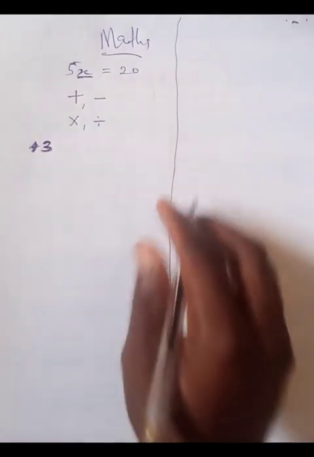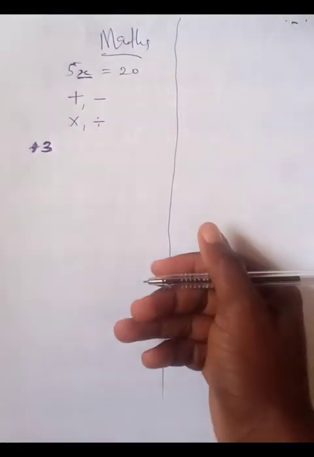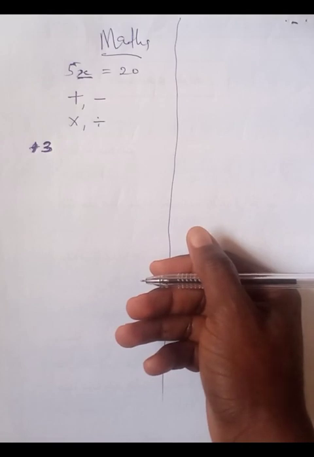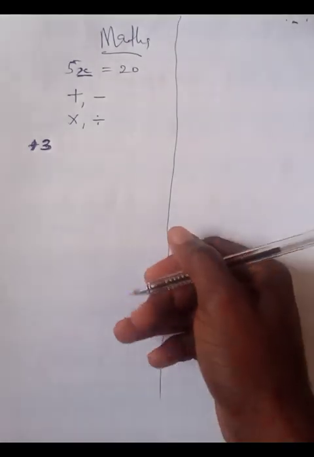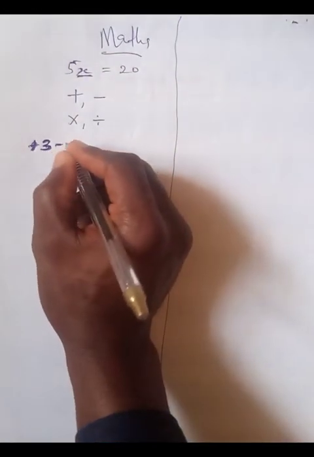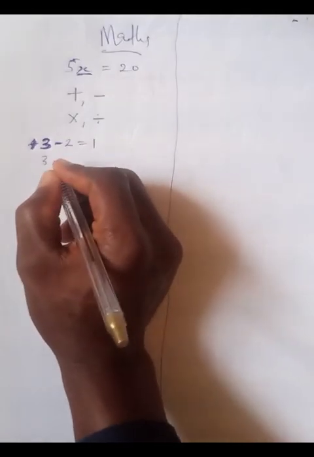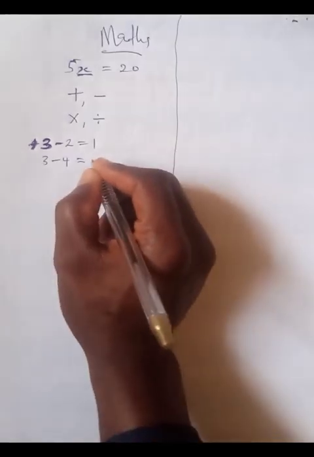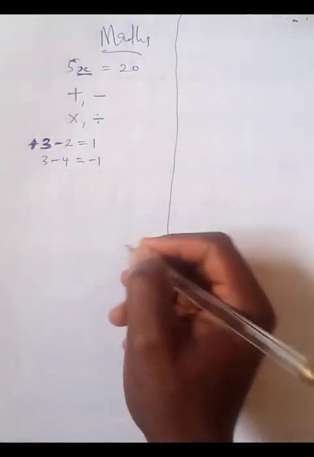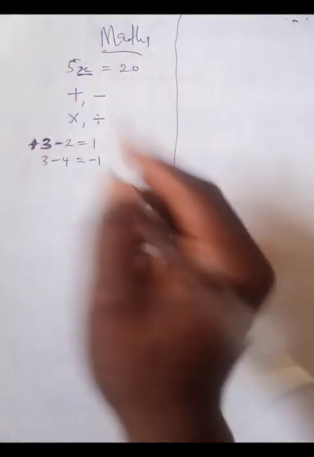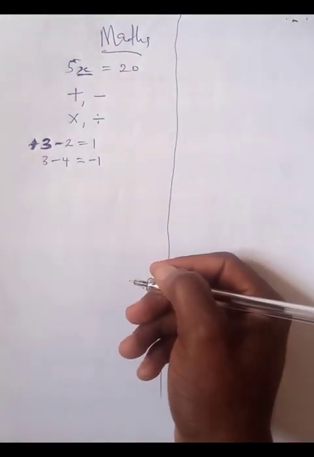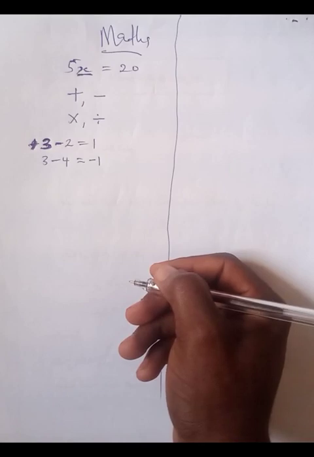Because you're having plus 3, the only thing that can reverse its action is what? Minus 3. Minus 4 cannot reverse it. Minus 2 cannot reverse it. Let's take, for instance, minus 2. You are still going to have 1. Let's take, for instance, minus 4. You are still going to have what? Minus 1. I'm still going to explain this in our subsequent classes.